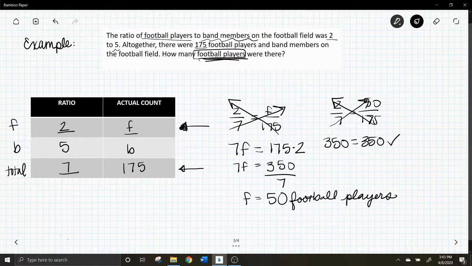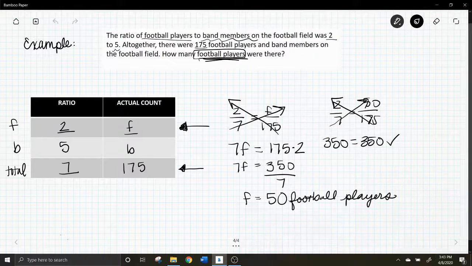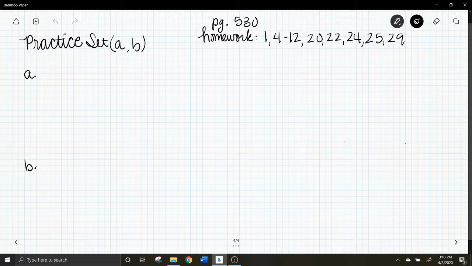All right, so we are going to go through 2 more examples, and I'm going to give you a moment to work on those on your own. So that's the practice set on page 530. We're just going to do A and B. So take a moment, draw your ratio box, and then come back and I will go over the answers with you.